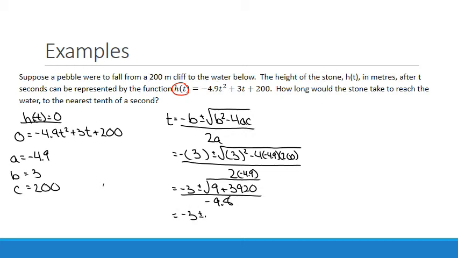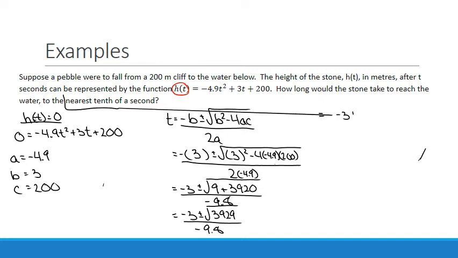Negative 3 plus or minus the square root of 3,929, divided by negative 9.8. Now I've got to take the square root of that. When you take the square root with your calculator, you're going to notice you get a lot of decimals. In this question, it says nearest tenth. So we can just round to the first decimal place. Hopefully my pen's working here. Oh, no, it's not. That was kind of weird. Negative 3 plus or minus, and I got 62. And when I round, I would get 7, all over negative 9.8.